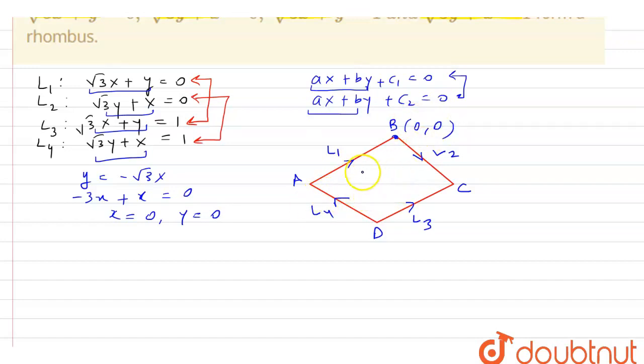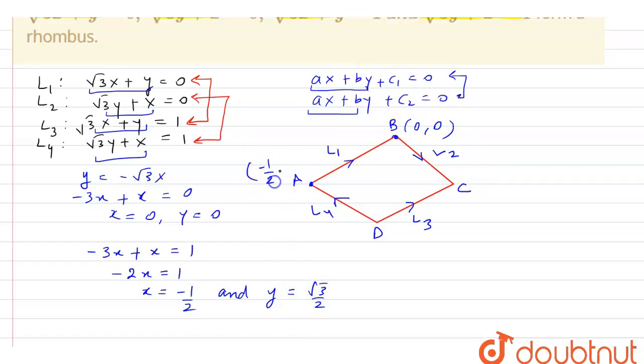Now if you solve line 1 and line 4, you will get the coordinates of A. So from line 1 I can say y equals to minus root 3x. If I put the value of y in line 4, I'll get minus 3x plus x equals to 1. Then minus 2x equals to 1 and the value of x is minus 1 by 2, and the value of y is root 3 by 2. So the coordinates of point A are minus 1 by 2, root 3 by 2.